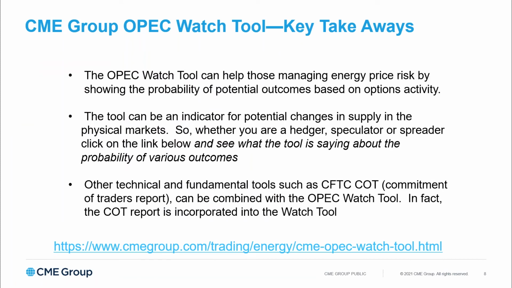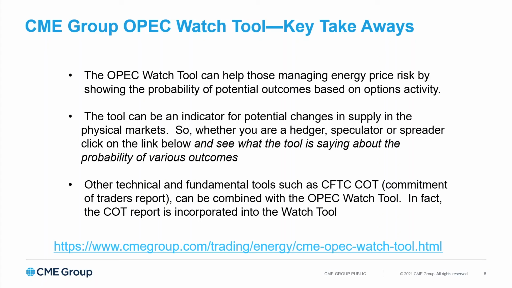The OPEC Watch Tool can help those managing energy price risk by showing the probability of potential outcomes based on options activity. The tool can be an indicator for potential changes in supply and demand in the physical markets. So it doesn't matter if you're a hedger, a speculator, a spreader, click on the link below and see what the tool's saying now about the probability of various outcomes. And it changes every day, so you want to check this out.